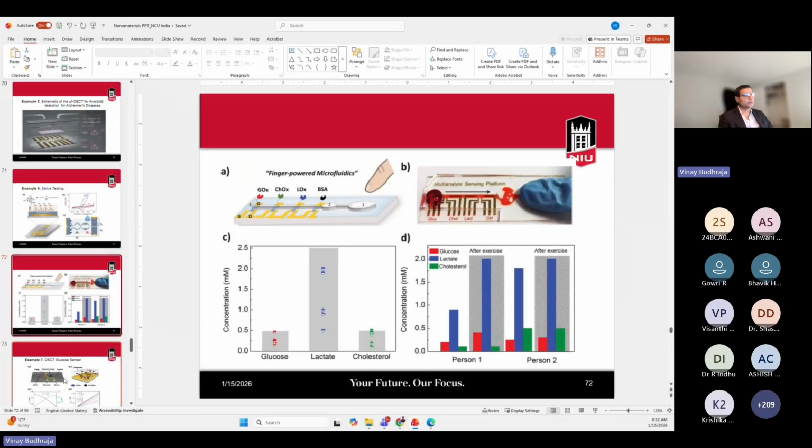Here is another example of finger-powered microfluidics. So it avoids the invasive way of taking the blood sample. On one substrate, you can monitor the glucose, cholesterol, lactate, and the controller. This graph shows the glucose, lactate, and cholesterol being tested at a time. So three things can be tested from one drop of the blood. That is possible with the microfluidic operations.